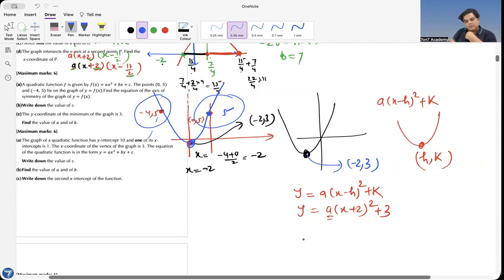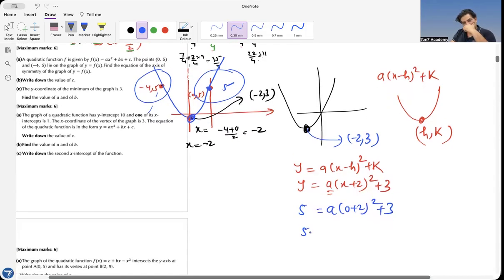Put 0 comma 5. So 5 is equal to a(0 plus 2) whole square plus 3. So 5 is equal to 4a plus 3. 5 minus 3 is equal to 4a, so 2 is equal to 4a. So a is 2 by 4, so 1 by 2, which is 0.5. So the equation actually is y is equal to half (x plus 2) whole square plus 3.